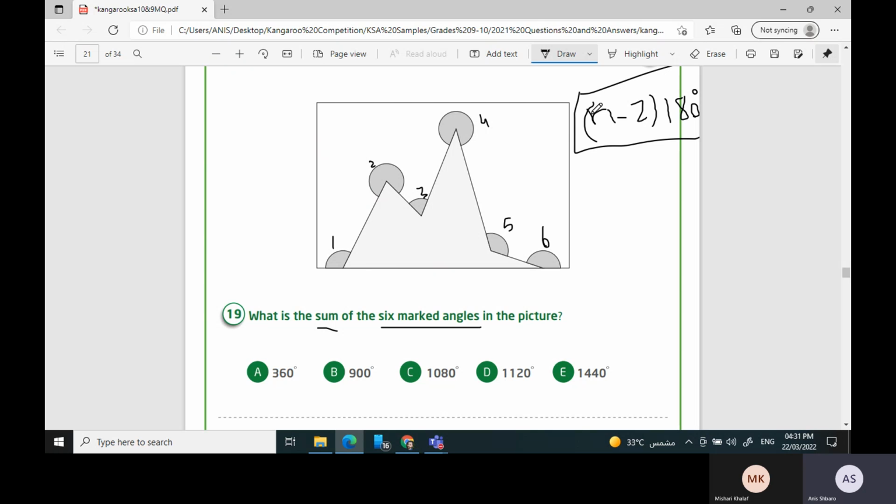So the step here is to create new figures. Make this exterior interior. Find new shapes. For me, I solved the question by drawing a straight line here. But I'm going to let you think about it. Maybe you are going to find another way. I don't think there's another way, because we don't know the angles.